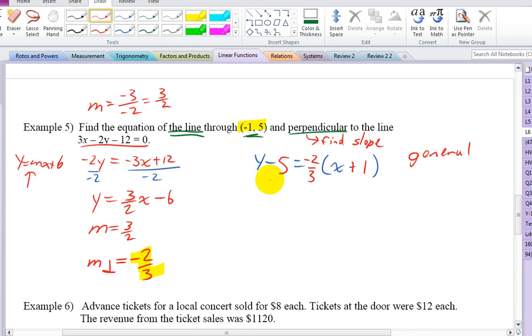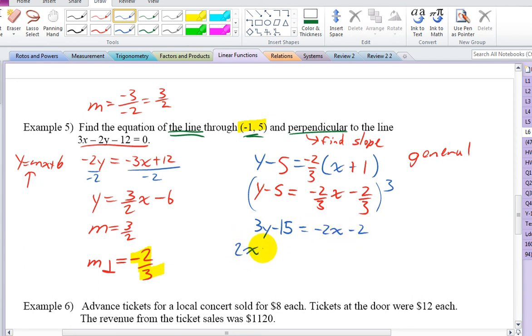Okay, go into general form. So multiply to get rid of your brackets. Now get rid of your fraction. Go. Okay, so times everything by 3. 2x plus 3y minus 13 equals 0. Hands up if you got that. Okay.